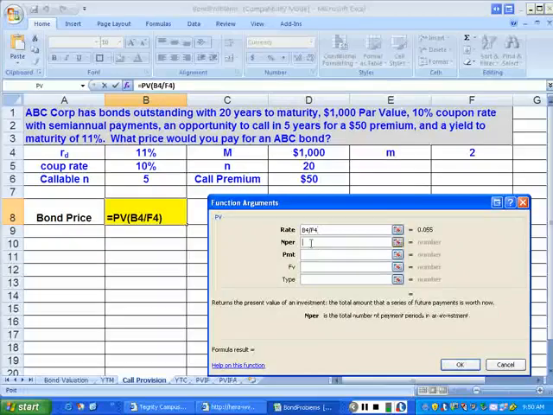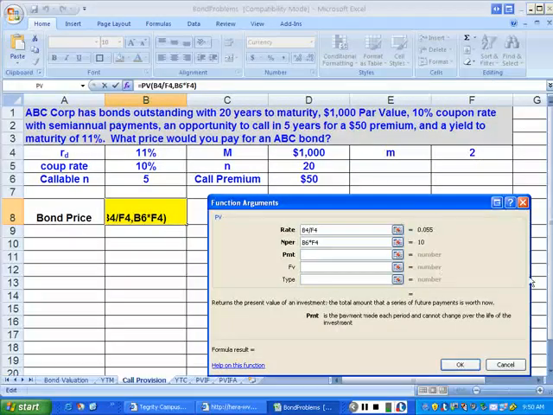Now, for the number of periods that we're going to have, here's where the first change comes in. If you treat it as if it's going to call and the call can happen in 5 years, then we deal with it for 5 years rather than the 20 years that are remaining. So we'll have 5 years times the 2 discount periods per year.